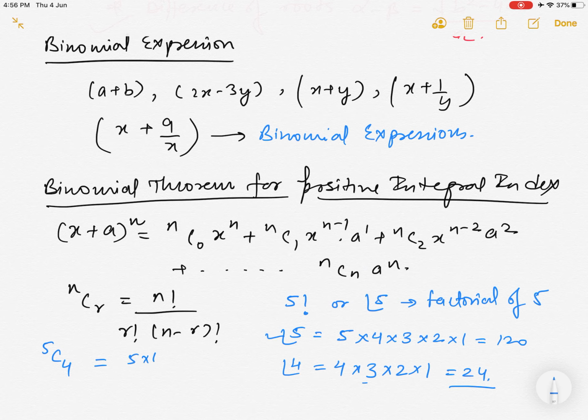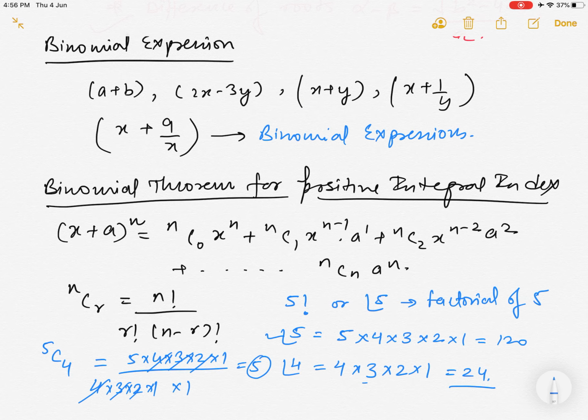And if I use this concept here, let's say I'm trying to find out what will be 5C4. So I'll write 5 factorial, which I've already found out. This is 5 into 4 into 3 into 2 into 1 divided by r factorial, that means 4 factorial. So I have already found it out. This is 4 into 3 into 2 into 1. N minus r means 5 minus 4, that is 1 factorial. So you'll only write 1.